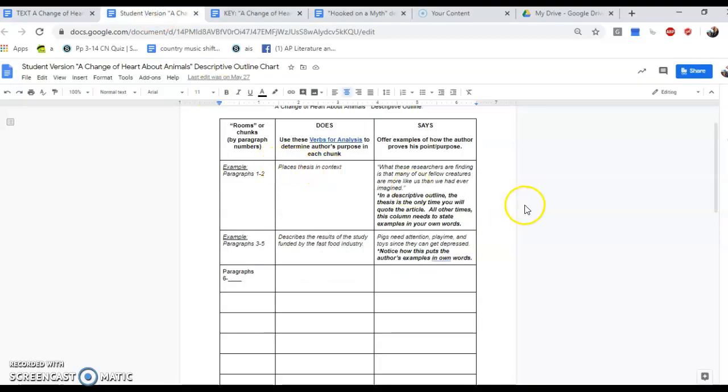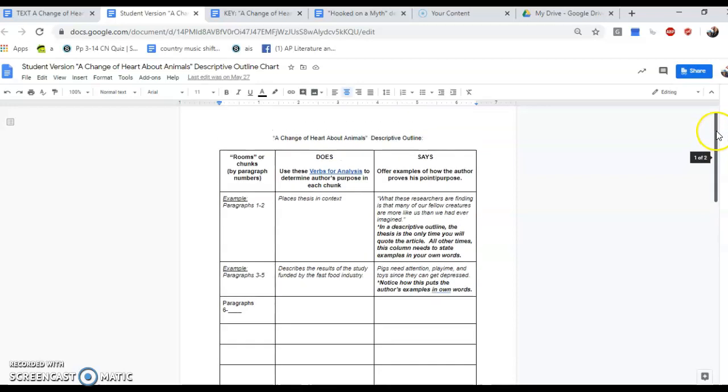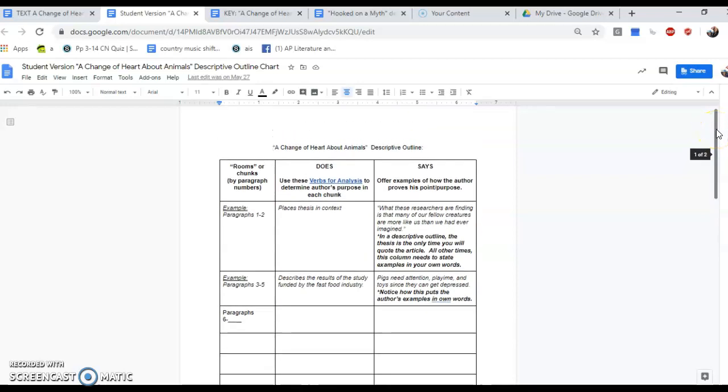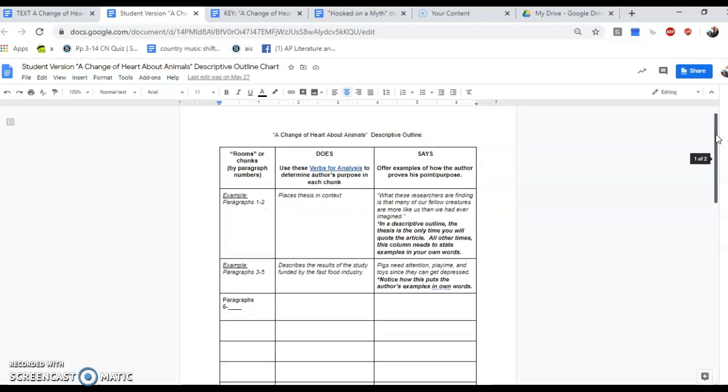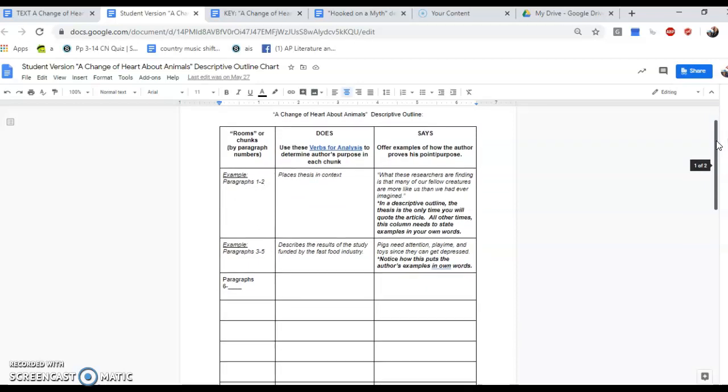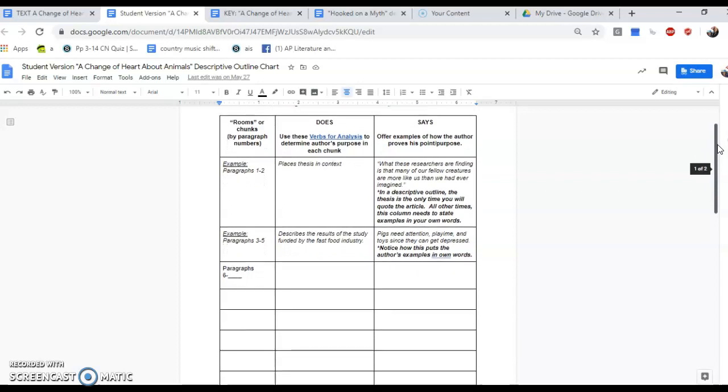So what I'd like to remind you of first is your assignment that you did the last time that you had a lesson with me, where we talked about how to do a descriptive outline. So you have a chart that looks like this that you should have completed, where first you divided the essay into rooms or chunks. Then you said what is the function of each section and what does each section say.